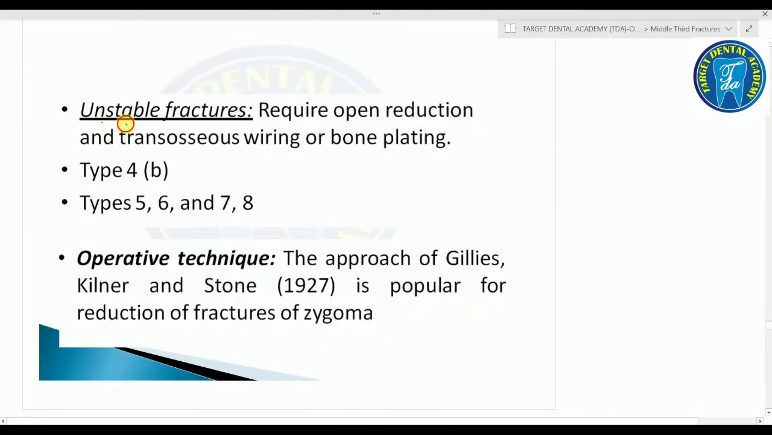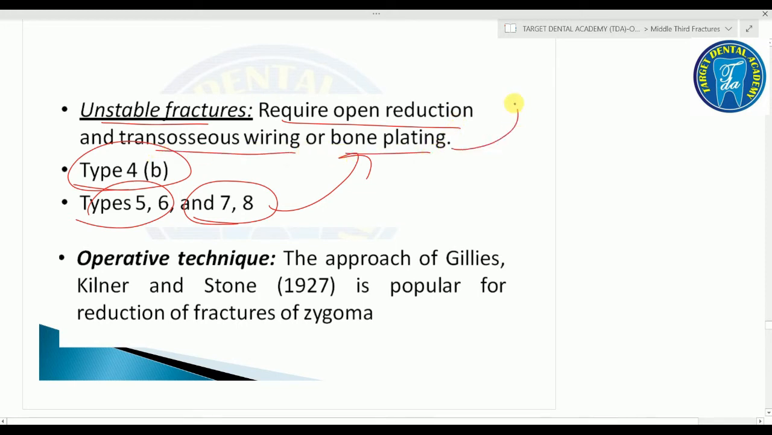While unstable fractures require open reduction and transosseous wiring or bone plating, in which type 4B, type 5, types 6, 7 and 8 require transosseous wiring or bone plating along with the open reduction.